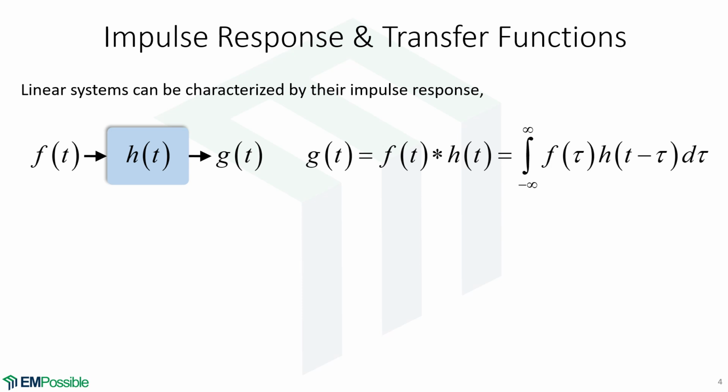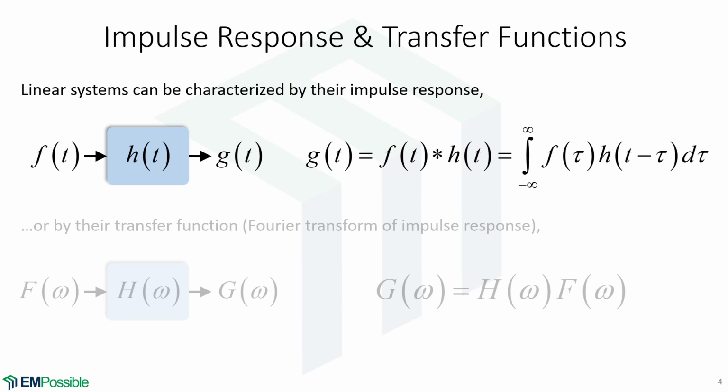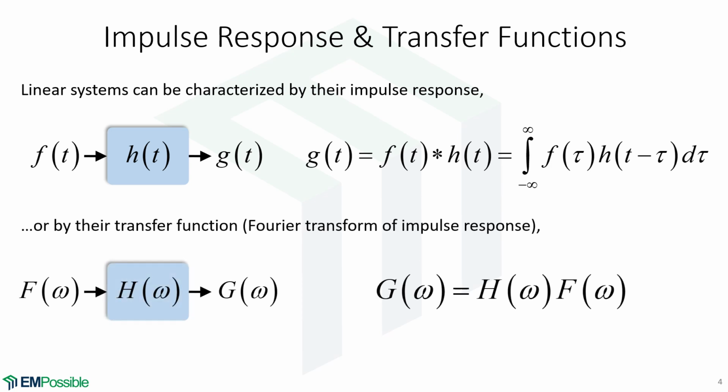If we're interested in looking at this in the frequency domain, our impulse response is called a transfer function. And we have the Fourier transform of our input, we have the Fourier transform of our impulse response, and the Fourier transform of our output. And now it becomes very simple. It's just straightforward multiplication of our transfer function and our input to get our output.